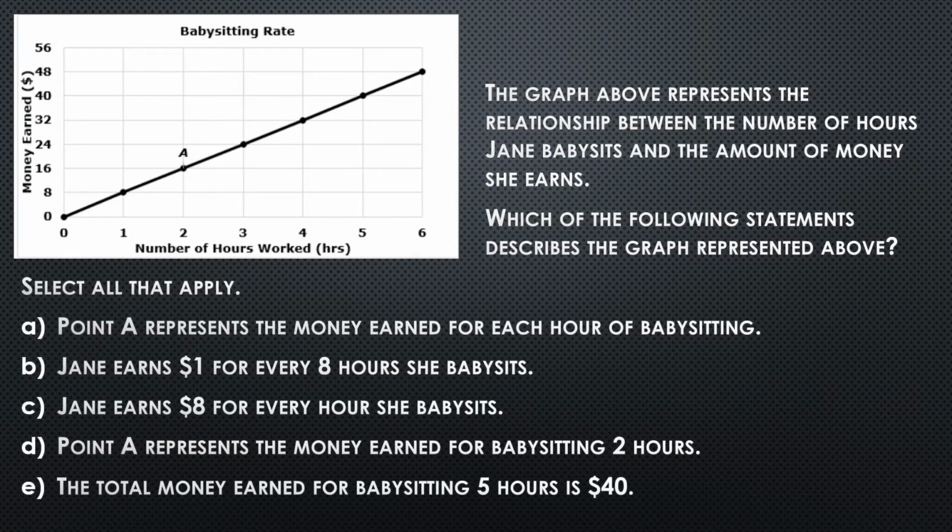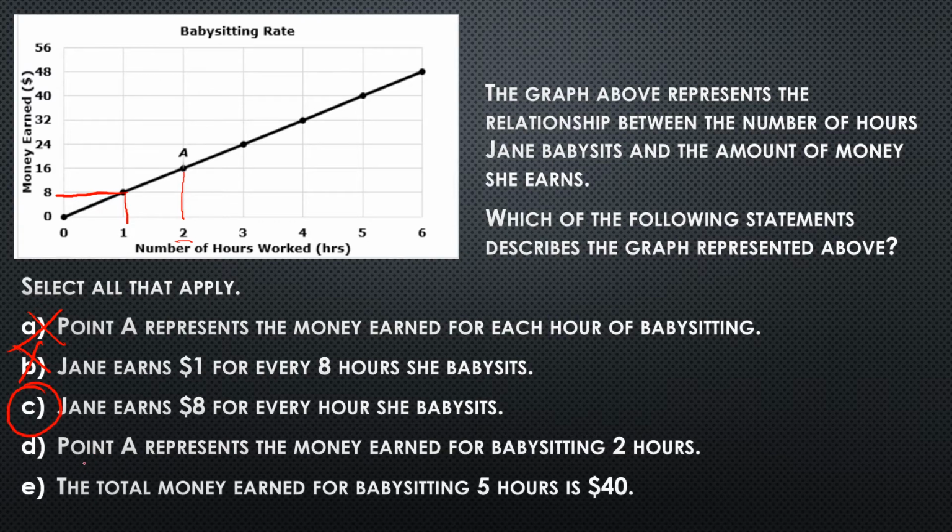Select all that apply. Okay, so let's go through each one of these and see whether they are correct or incorrect based off of this graph. Point A represents the money earned for each hour babysitting. Well, if I look here, point A represents the money earned for 2 hours babysitting, not for each, so I'm going to say no. B says that Jane earns $1 for every 8 hours. That is not correct because after 1 hour she earns $8. Jane earns $8 for every hour.